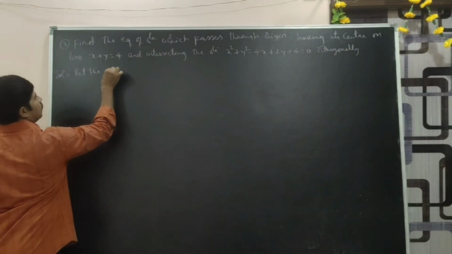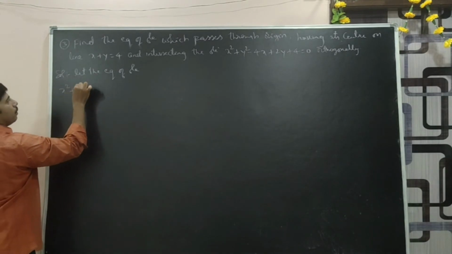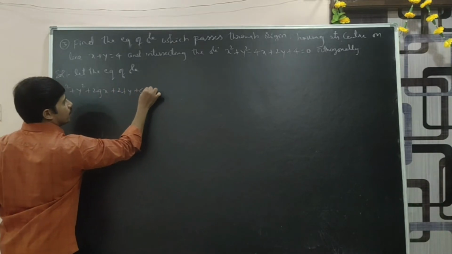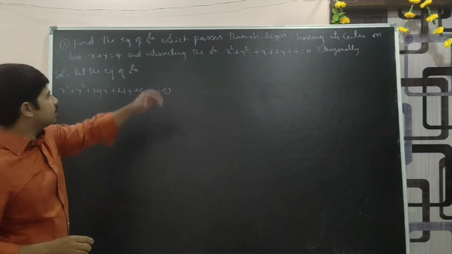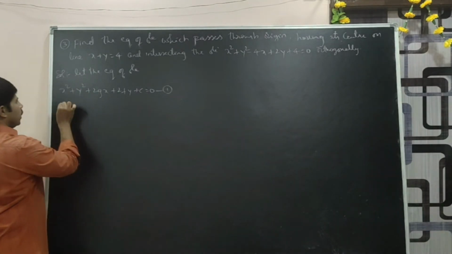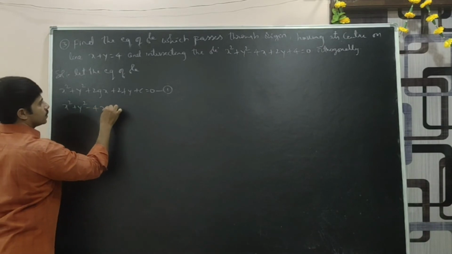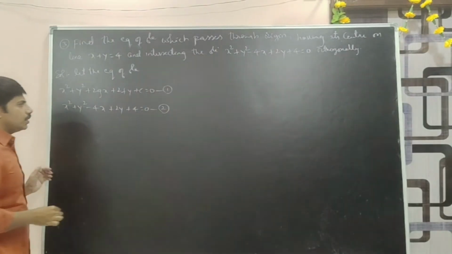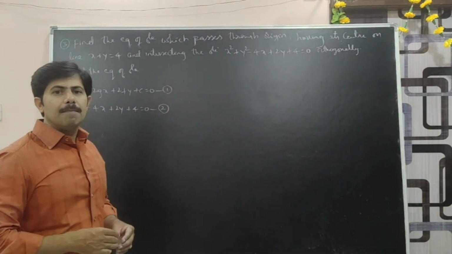Let the equation of circle we assume as x square plus y square plus 2gx plus 2fy plus c is equal to 0, equation 1. And the other circle which we have is x square plus y square minus 4x plus 2y plus 4 is equal to 0, equation 2. And it is given that the required equation of circle passes through origin.